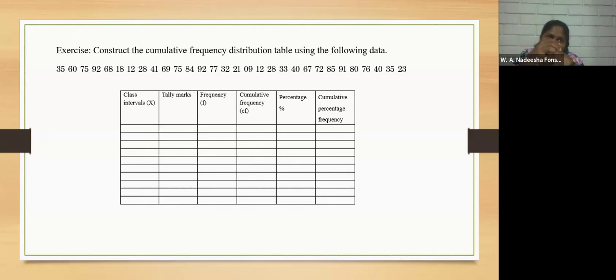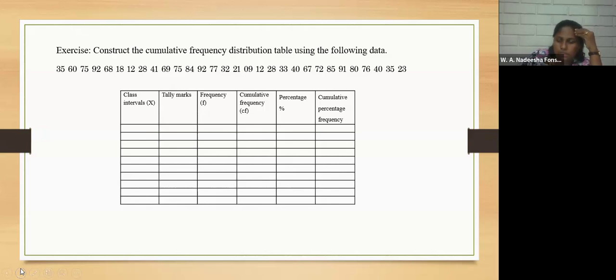Then you have to define the lowest class interval. And then write the class intervals here and then put tally marks and calculate those things. Actually, it is better you do this by yourself before the next session. It's very, very useful. So those are the things I want to discuss with you today.